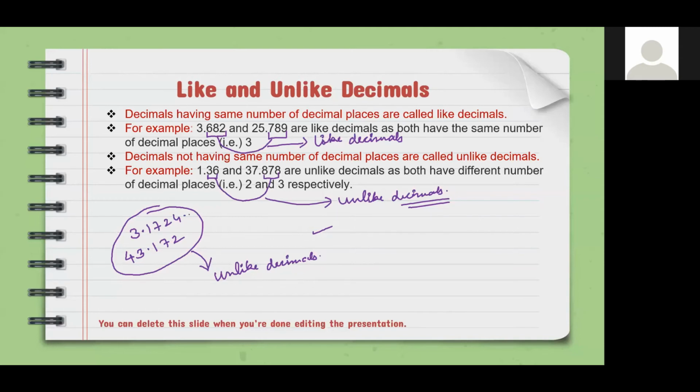See, in the first number, there are 4 digits after the decimal point. In the second number, there are 3 digits after the decimal point. Okay, that's why these are unlike decimals. Is it clear to everyone? Like, unlike?